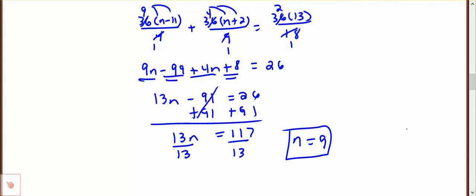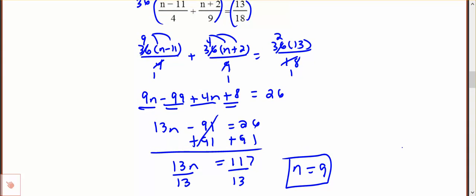And of course, you can check that answer by plugging 9 back into your original equation and making sure the sides are balanced.